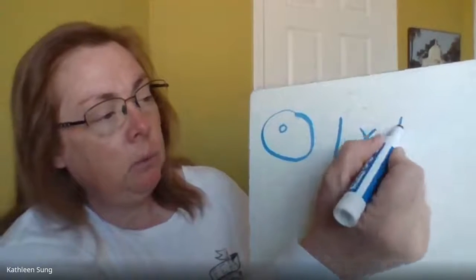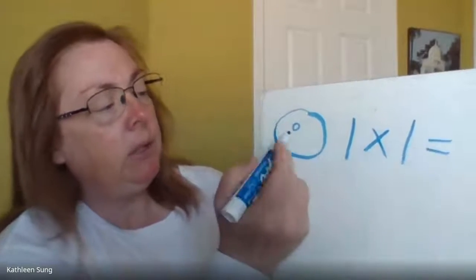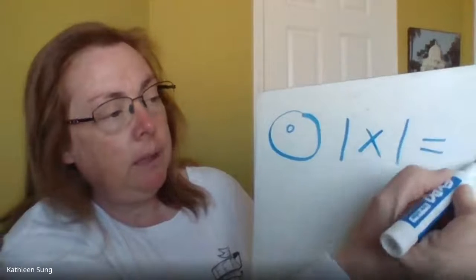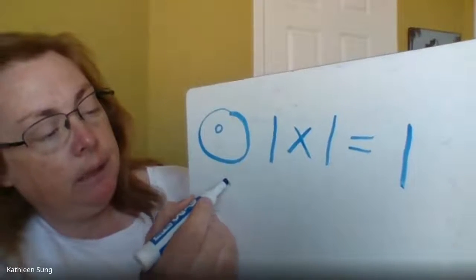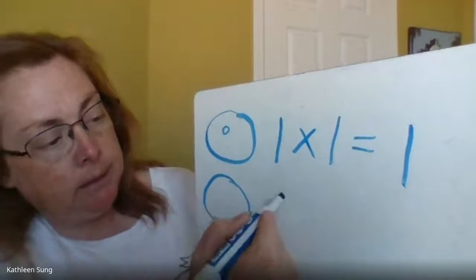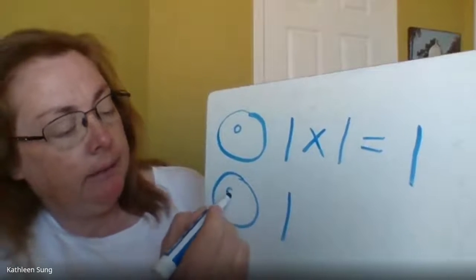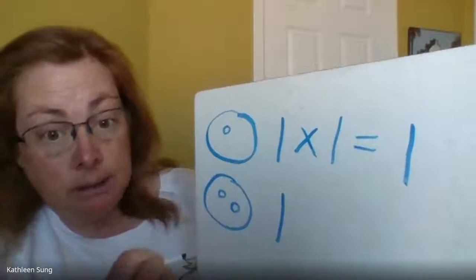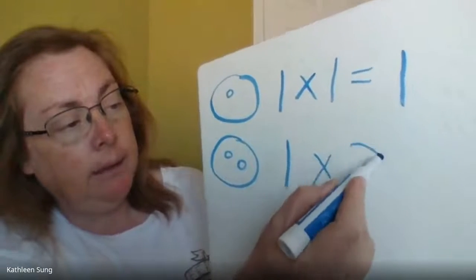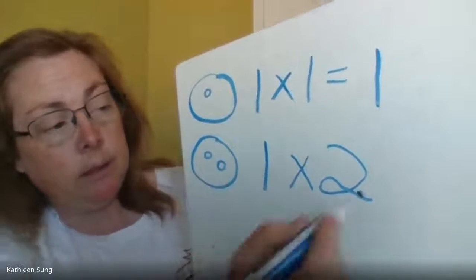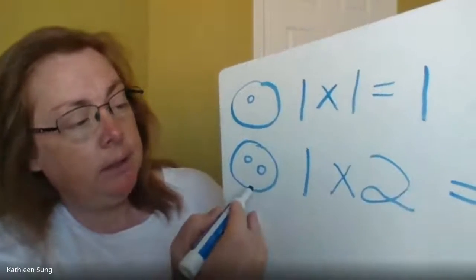If you remember, we kept talking about cookies and cakes and cupcakes on plates, right? So if I have one plate and it has one cookie on it, that is one plate, one cookie, 1 times 1. How many cookies do we have altogether? Well, we have 1. So if we have one plate, still one plate, and then we put 2 cookies on it, now we have one plate and 2 cookies on it. How many cookies do we have altogether?